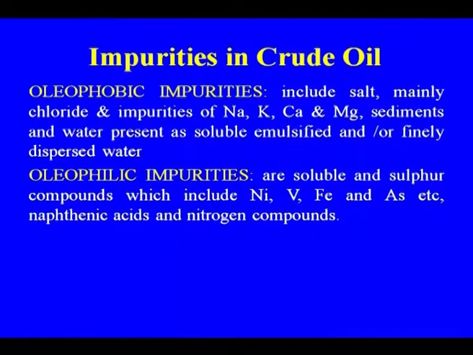Let us discuss the impurities which are present in the crude oil and why the removal of these impurities is important. We have oleophobic impurities, which include salts, mainly chloride, and impurities of sodium, potassium, calcium, magnesium, sediments and water, all present in the crude oil, which create problems in the further path. Oleophilic impurities are soluble in oil, such as sulfur compounds, nickel, vanadium, iron and arsenic, naphthenic acid and nitrogen compounds. These impurities have to be removed to avoid poisoning of the catalyst.